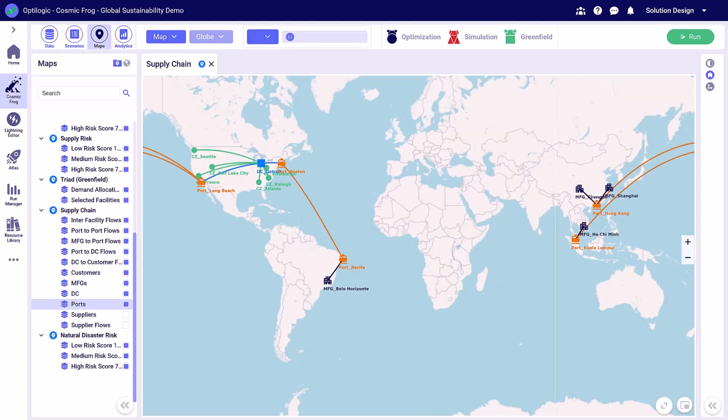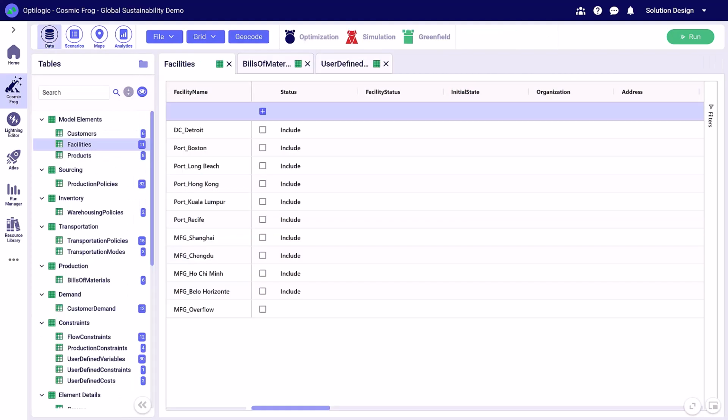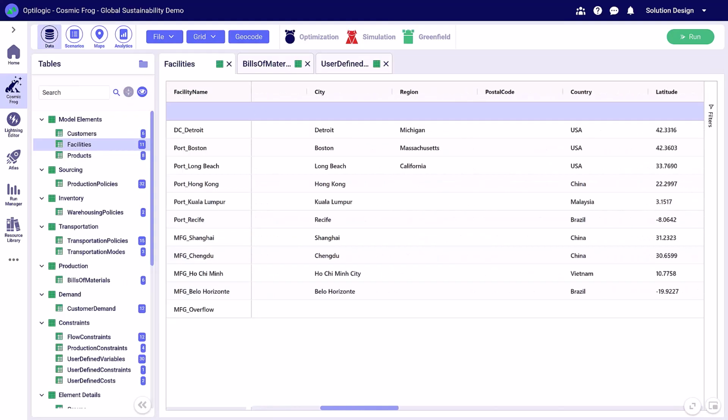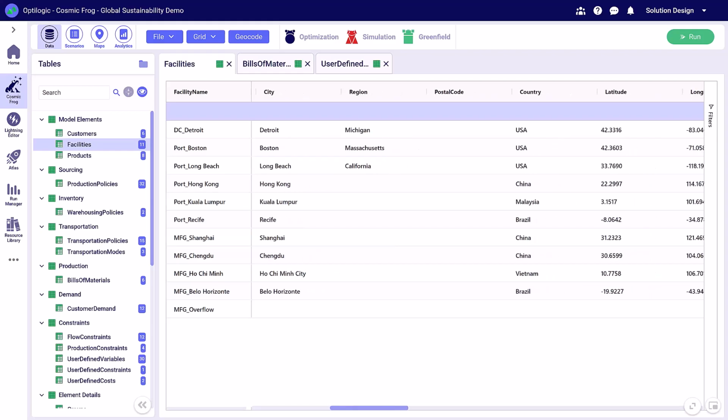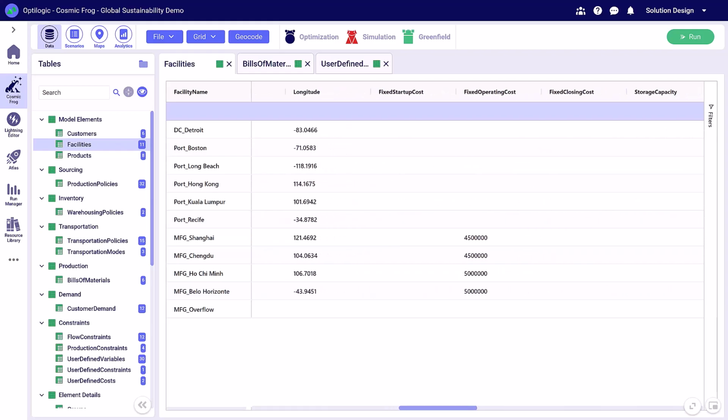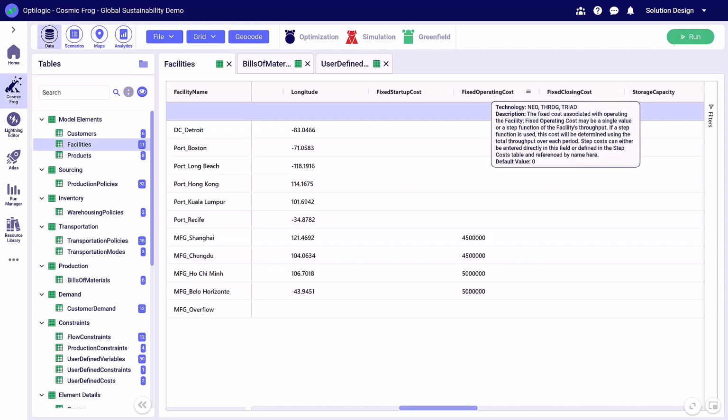Before we get started, let's look at the data that powers this analysis. Here we have the Anura data schema. This includes core supply chain elements like customer and facility locations, as well as business rules and policies. In the facilities table here, you see the plants, ports, and DCs. We have helpful tooltips to guide you with what information is needed.